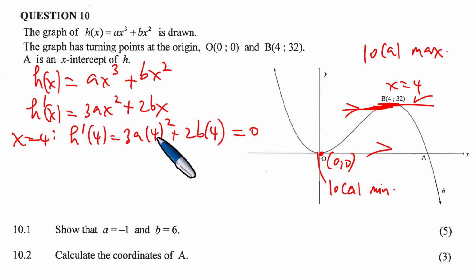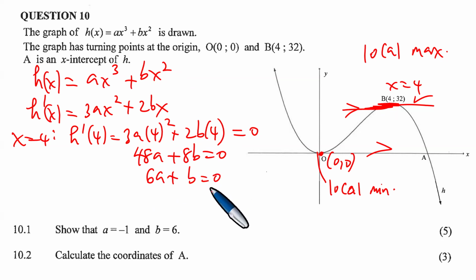We square 4, we get 16, and 16 by 3 gives us 48. So this gives us 48a plus 2b by 4 will give us 8b is 0. Now we divide by 8 right through. Dividing by 8, we divide 48 by 8, you get 6a plus b equals 0. And at this point, we are having one equation to analyze. Okay, so we're using obviously this equation, and so we continue.